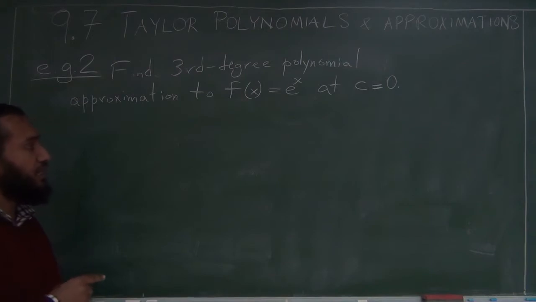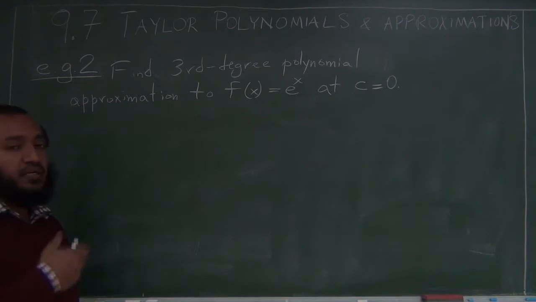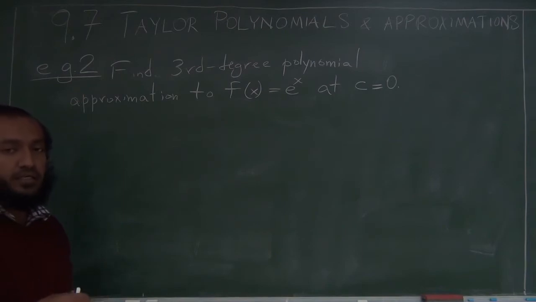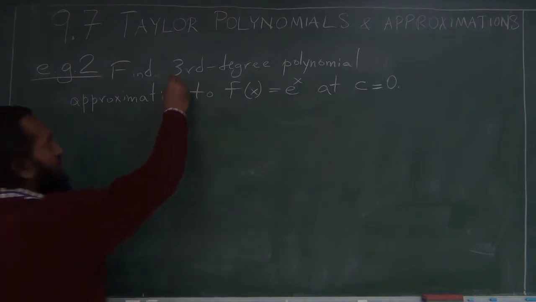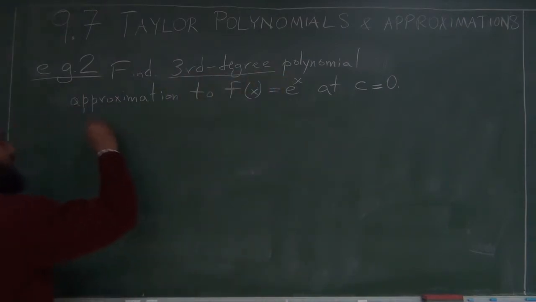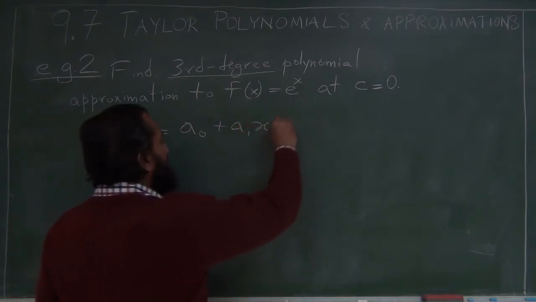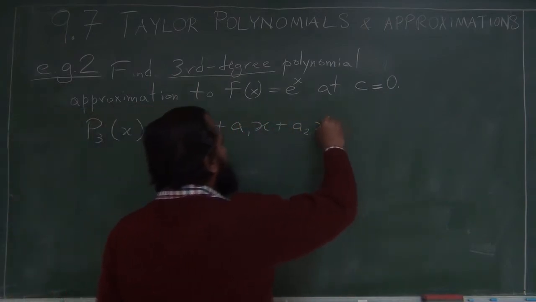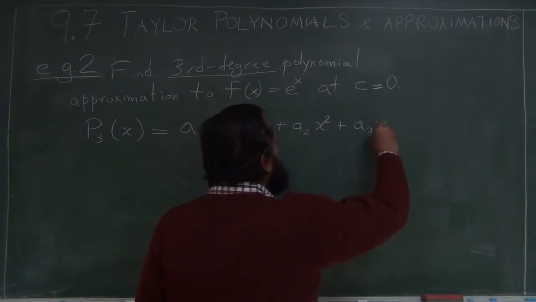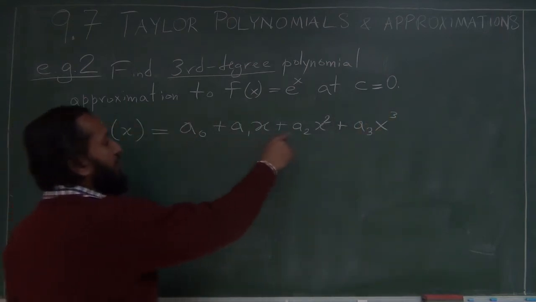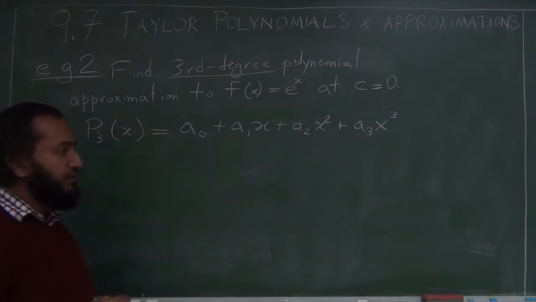In the last lecture we saw how to compute a first degree polynomial approximation to f of x equal to e to the x at c equals 0. Now if you want a better approximation than that, what could we do? We could put in higher degree terms in the polynomial. For example, let's find a third degree polynomial, p3 of x. Its general form will look like a0 plus a1x plus a2x squared plus a3x cubed, where a0, a1, a2, a3 are constants that we have to determine.